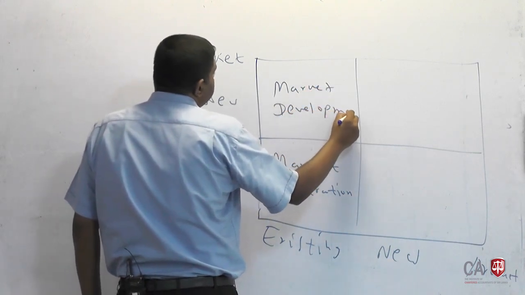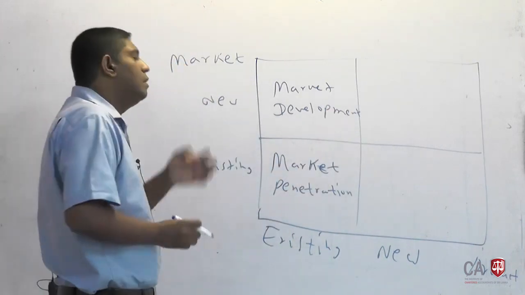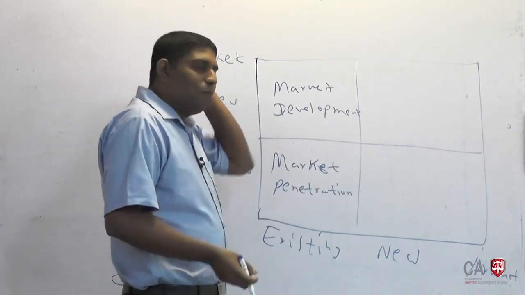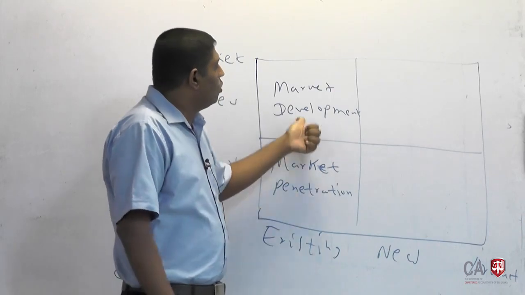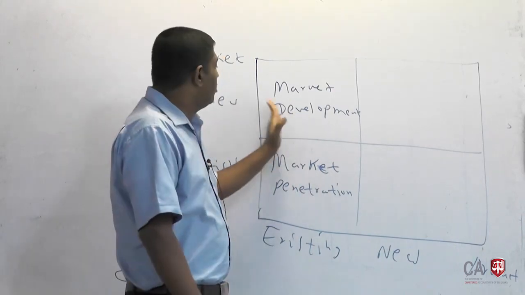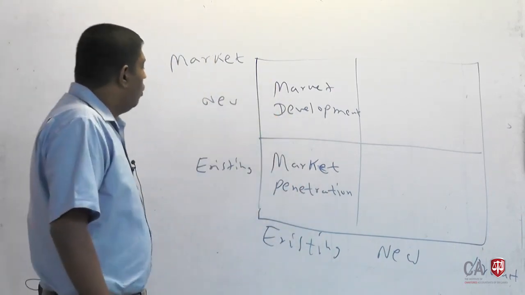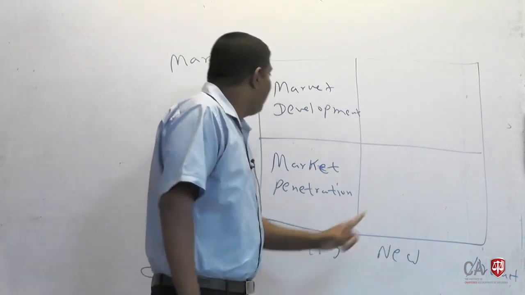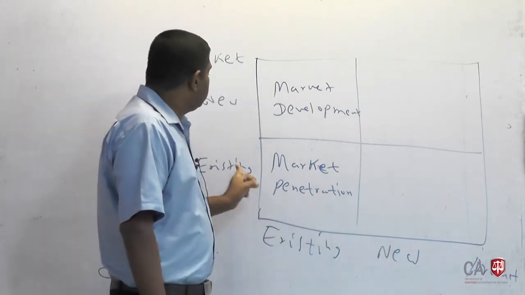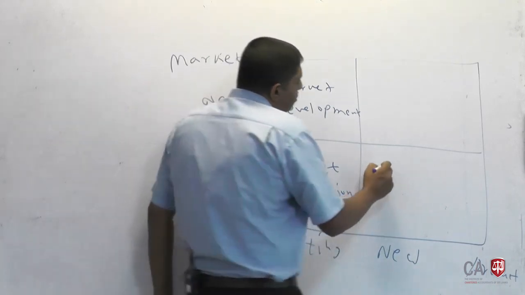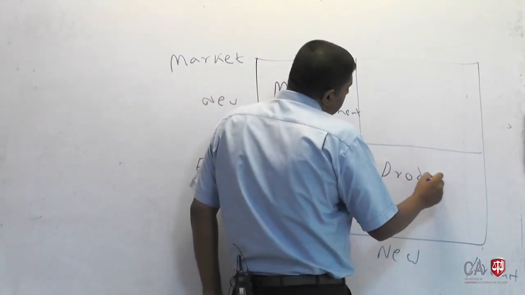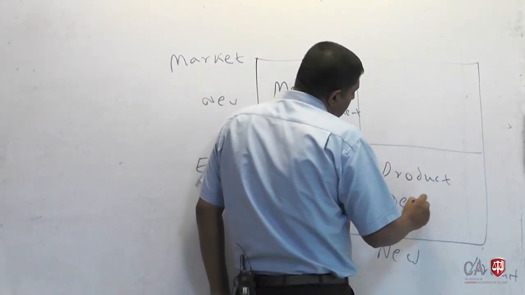Market development strategy. For example, up to now you operate only in Sri Lanka and you go to the Indian market. That is a market development strategy. Or you offer a new product to the existing marketplace. That is called product development strategy.